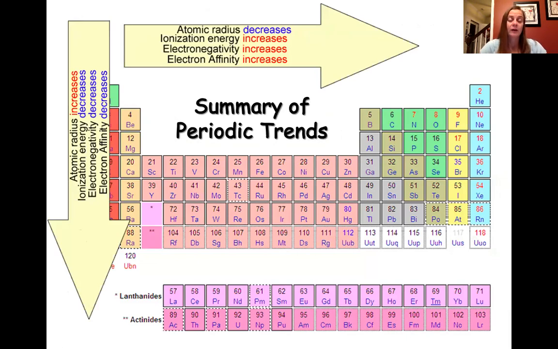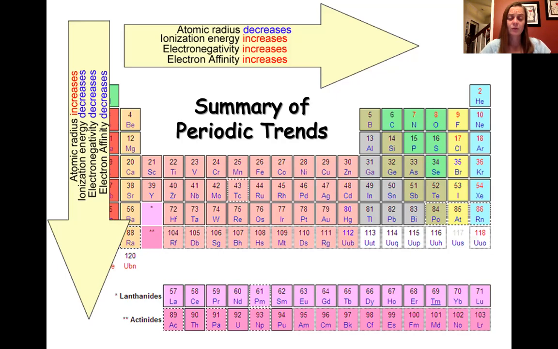So it's important not only that you know the trends, but that you can explain the trends in terms of effective nuclear charge, shielding, and Coulomb's law. So as we move across the periodic table, because shielding stays relatively constant, effective nuclear charge increases. As we move down the table within a group, because both nuclear charge and shielding are increasing, effective nuclear charge stays relatively constant, but radius increases.